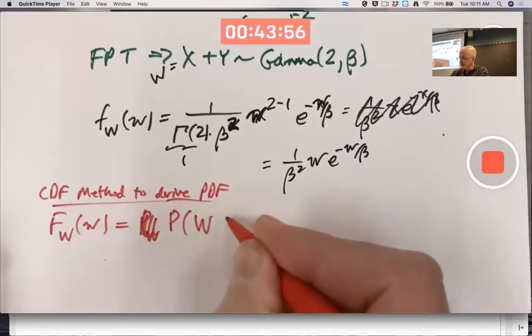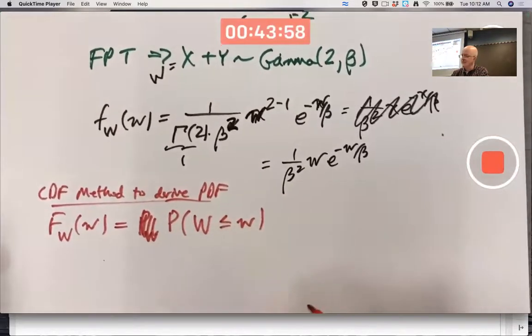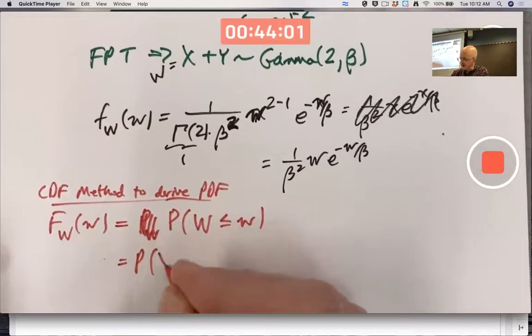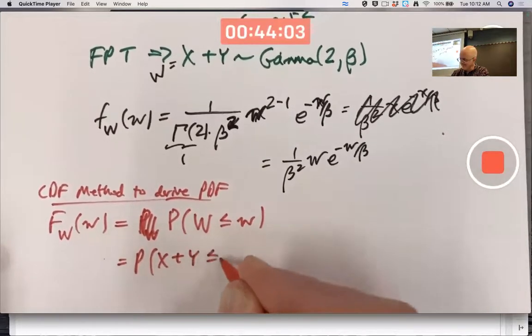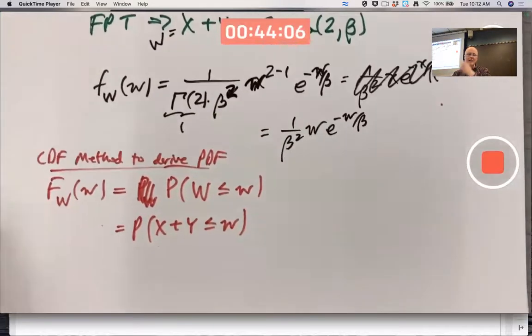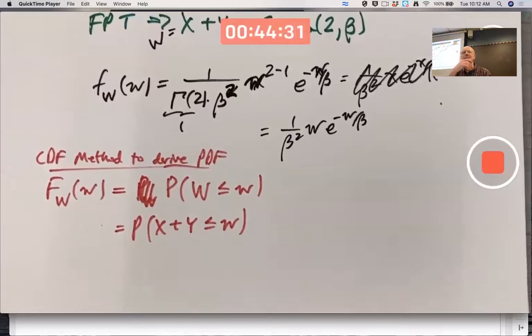Probability that capital W is less than or equal to little w. But capital W is x plus y. But how in the world am I going to go any further? I do know x and y individually are exponential. But usually at this point, you solve for x or y on one side of the inequality. I could do that here, but is it helpful? Because I'd still have a random variable on the other side, not a non-random variable.